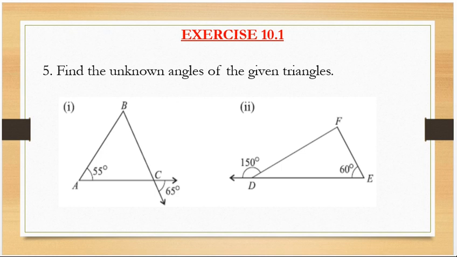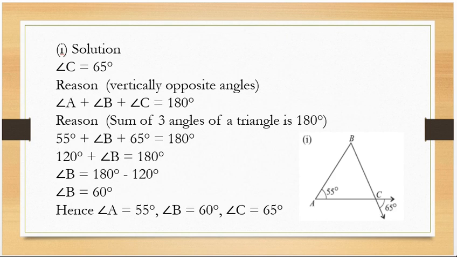Okay, now we are moving to the question. The question is from your exercise 10.1, question number 5. Find the unknown angles of the given triangles. You are watching two triangles in the figure and we have to find their unknown angles. Some angles are given and some are missing, and we have to find them out. So moving to the first question, I have to solve the question for the given values. The exterior angle at C is given to you, that is 65. Okay, and I have to find out the interior angle.